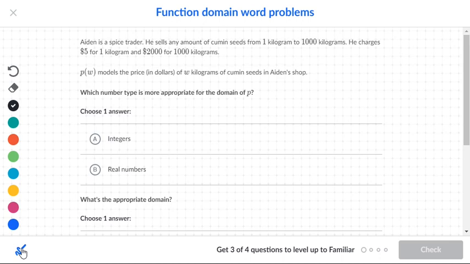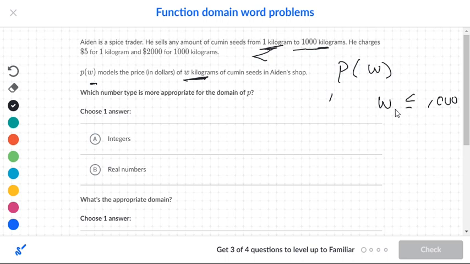So we're going to use P of W, and the W is the weight in kilograms. And the kilograms weight is listed here. So it's going to go from 1 to 1,000. The letter we're going to use in the middle is W. And we're going to say that at the most it can be 1,000. You can't do better than 1,000, so it can be exactly 1,000. And the lowest it can be is 1. So we're going to look for an inequality that looks like that.